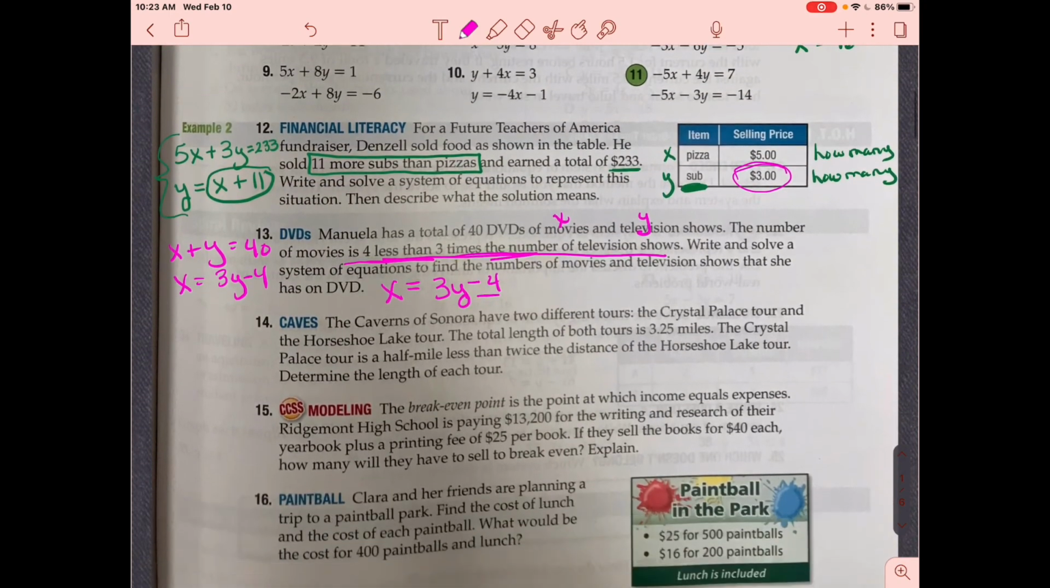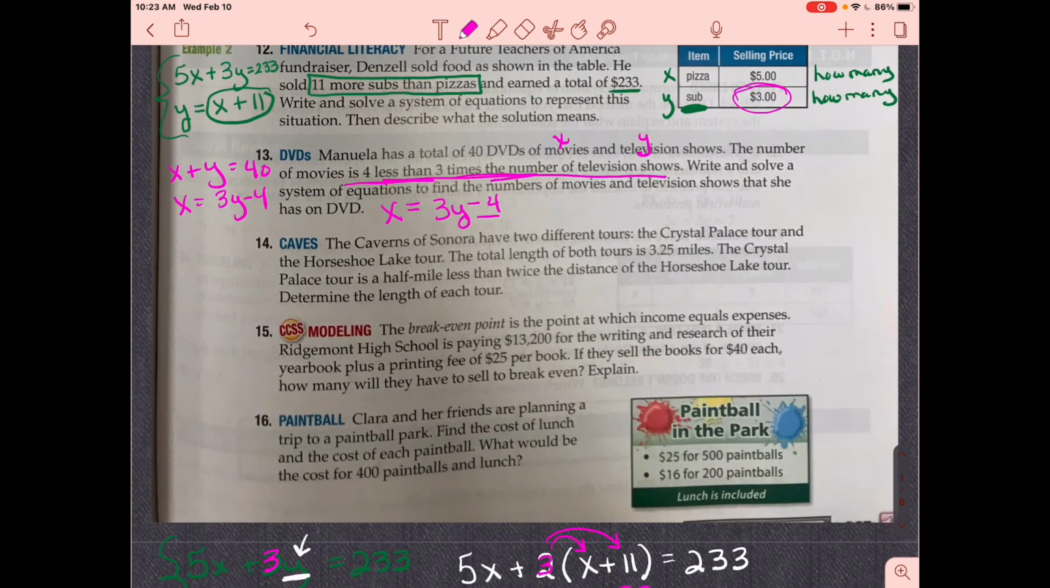All right. The Caverns of Sonora have 2 different tours, the Crystal Palace tour and the Horseshoe Lake tour. The total length of both tours is 3.25 miles. The Crystal Palace tour is a half mile less than twice the distance of the Horseshoe Lake tour. Determine the length of each tour. So I have 2 situations. I just have to sort them out here. The total length of both tours is 3.25 miles. Oh, so that'll be together.